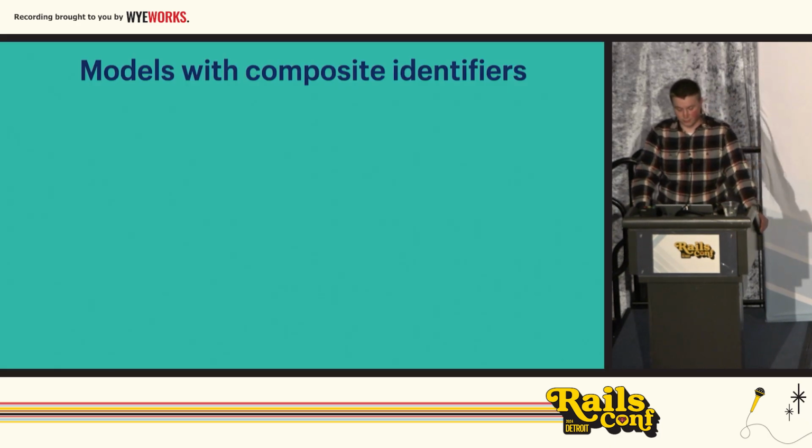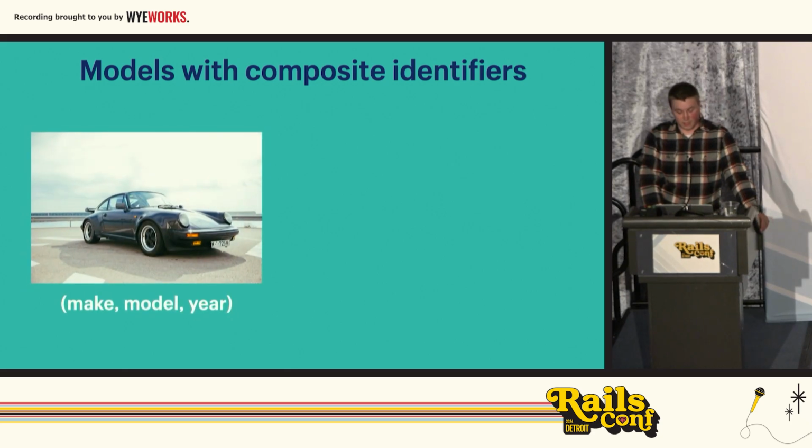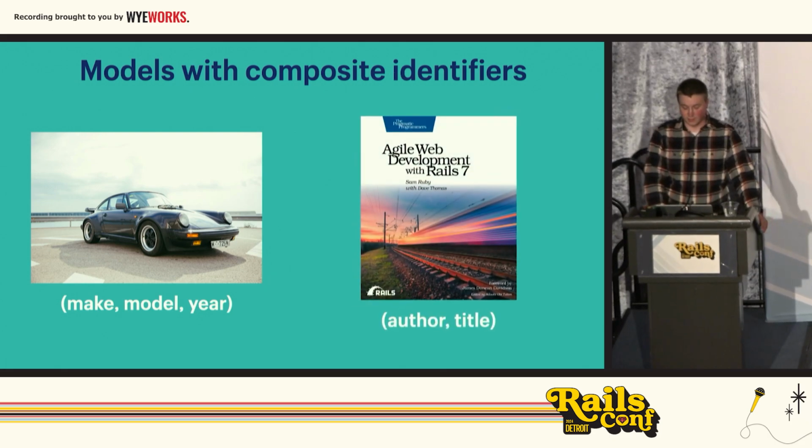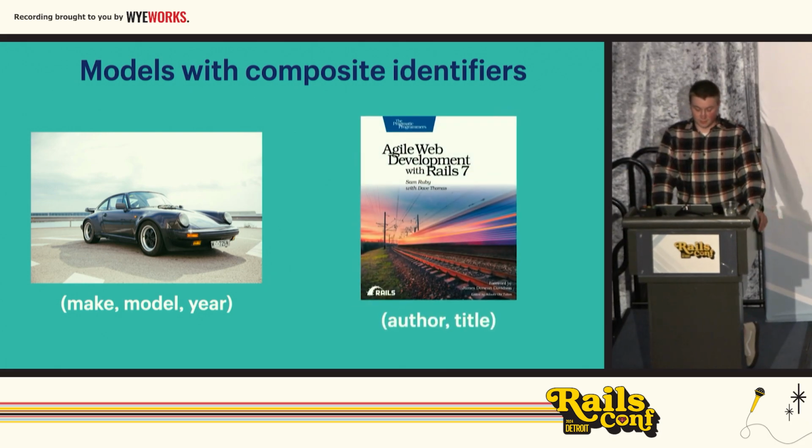Let's quickly go through some real-world examples of entities that can be identified by a combination of their properties. For example, in a car entity, a combination of make, model, and year can uniquely identify a car. For a book entity, a combination of author and title can distinguish each unique item.